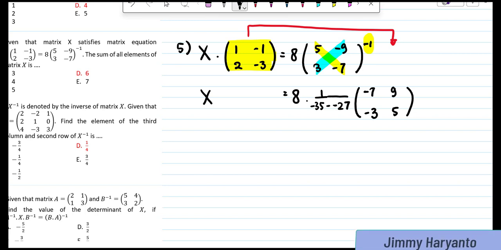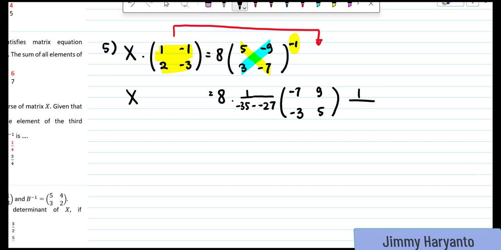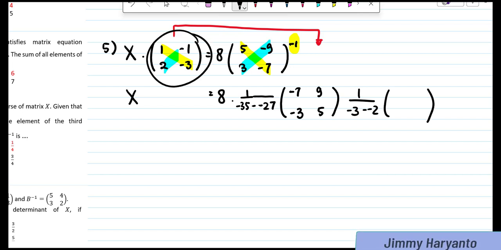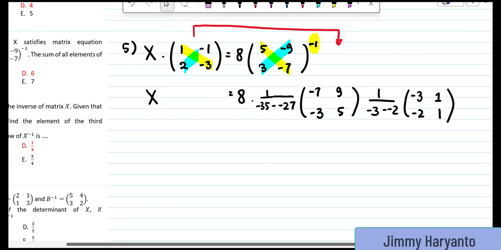There you go. And then for this matrix, for the yellow matrix, you have to inverse it also, because you move it to the right hand side. So we have to find the inverse. To find the inverse, you have to find the determinant first. This one, negative 3, and also this one minus 2. And then you will multiply with the adjoint. The adjoint will be -3 and 1. You swap the A and D, and then you give negative sign to this one. There you go. Okay, let's calculate.